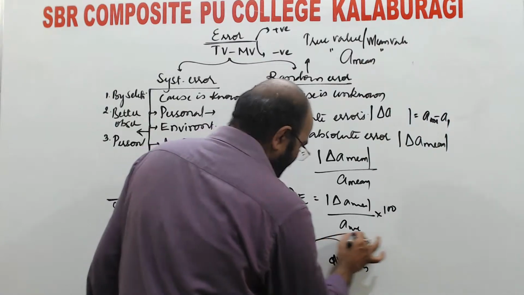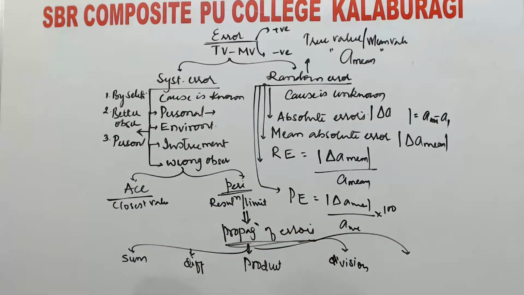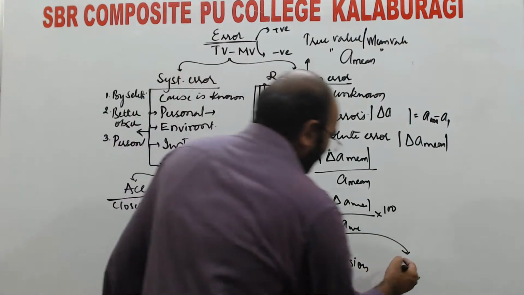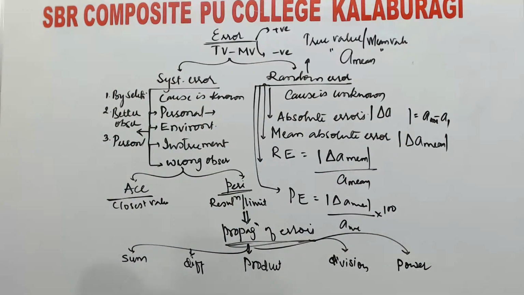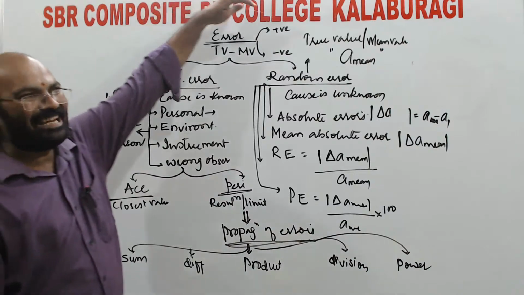Division. And lastly, in today's last class, the point we discussed is what we call the power. Error due to power. These are the 5 types of propagation of errors we discussed. This is what we call the complete brain map of the small chapter called error.